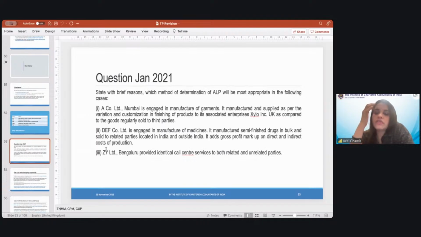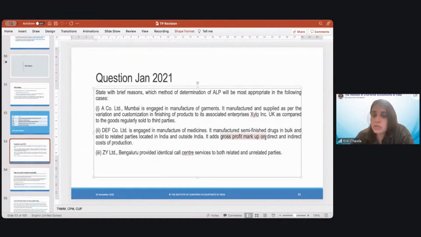Okay, so if you look at the first situation, this is where you could use the TNMM method for the purposes of benchmarking. Why? Because as long as you're able to substantiate it, it's well and good. This is where you can calculate the net profitability and compare the two transactions. Then in the second one, because it talks about gross profit markup and manufacturing situations, you could use a CPM, which is the cost plus method.